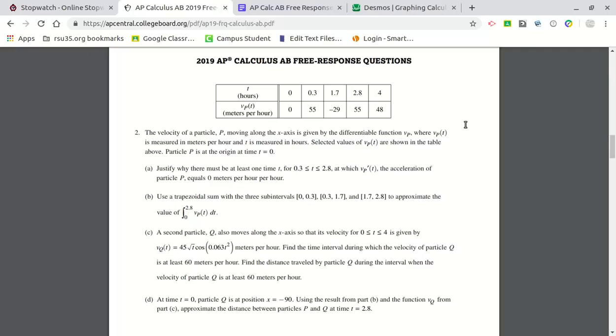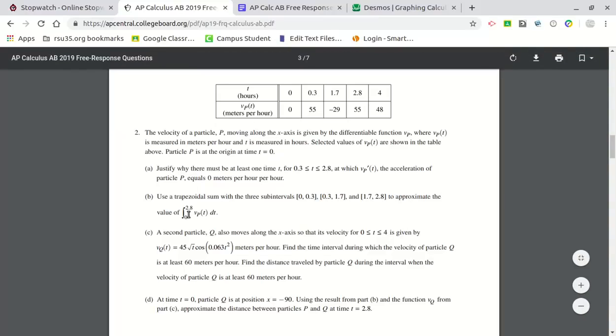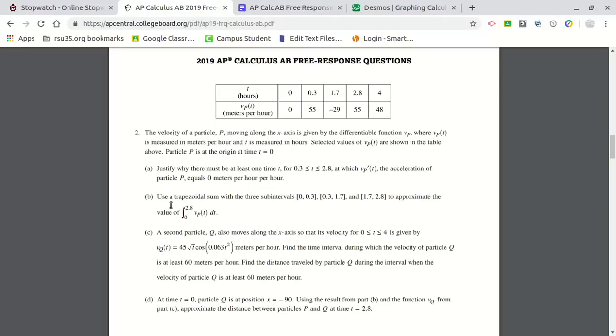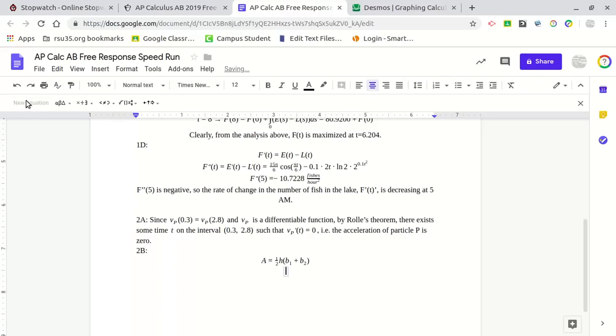Okay, almost 12 minutes left. Use a trapezoidal sum with the subintervals 0 to 0.3, 0.3 to 1.7, and 1.7 to 2.8 to approximate the value of this integral. Okay, so first I'm just going to write down the area of a trapezoid. So it's 1/2 times height times the sum of the bases. So here the height would be the width of the interval and the bases are the value of the velocity at those times.